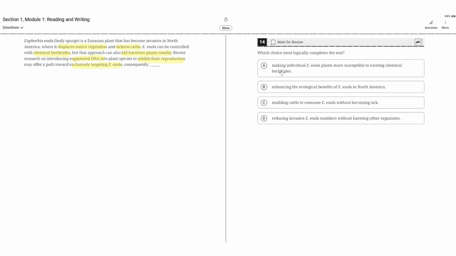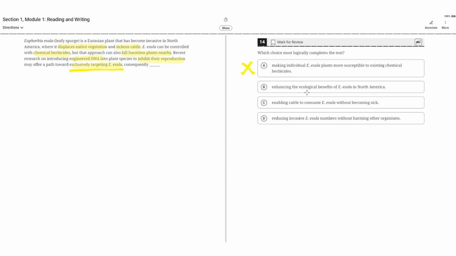So option A says making individual E. esula plants more susceptible to existing chemical herbicides. This is incorrect because the engineered DNA would inhibit the reproduction of E. esula and exclusively target the E. esula, meaning that it would limit the numbers of E. esula without harming other plants, so there would be no need for chemical herbicides.